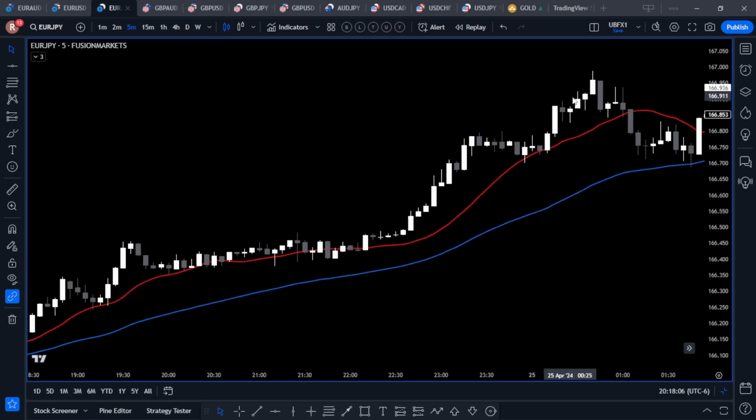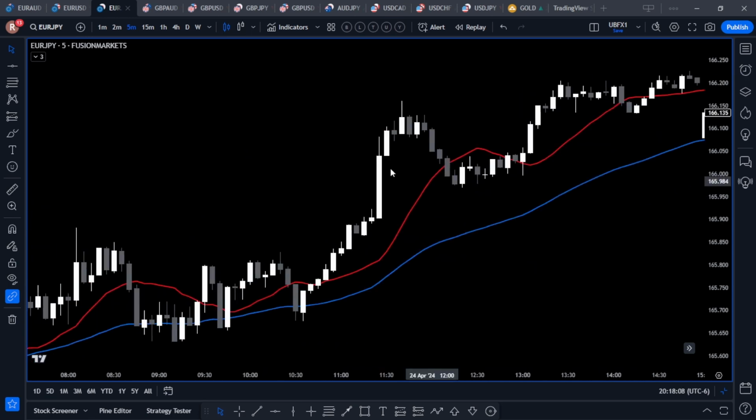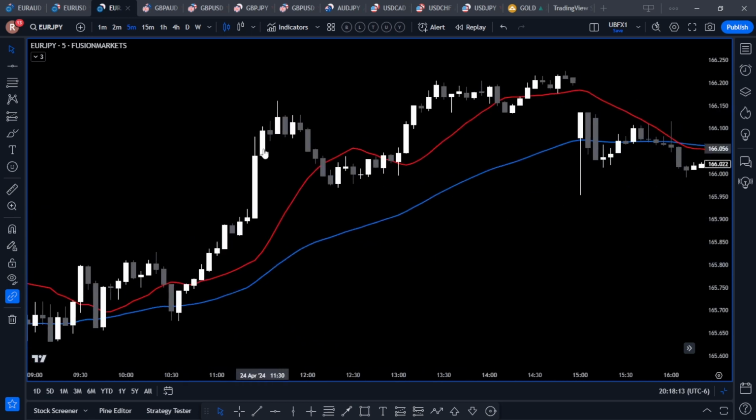So let's take a look at an event and a location. This is the exact same thing. Right here, we've got this market moving away, putting us in a really bad location for any kind of trades.